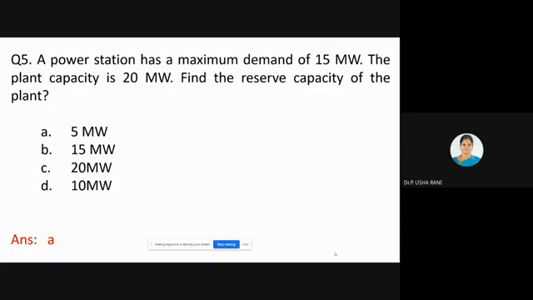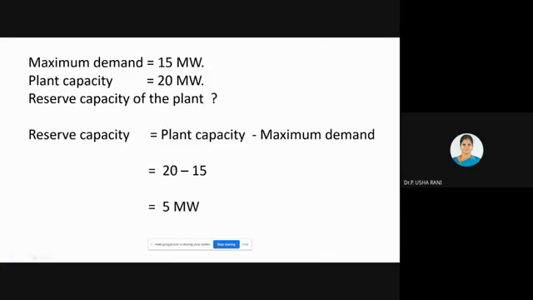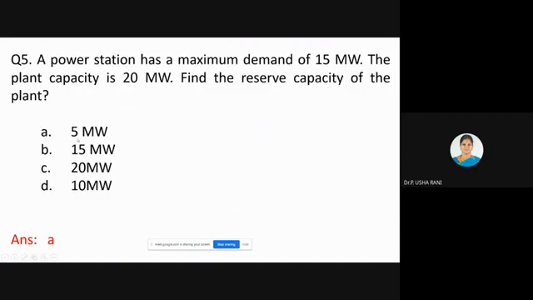The solution for that is reserve capacity formula is plant capacity minus maximum demand. So I'm just substituting the given data of plant capacity as 20 megawatt minus maximum demand given value as 15 megawatt. So the result is 5 megawatt. So option A, 5 megawatt is the correct answer.